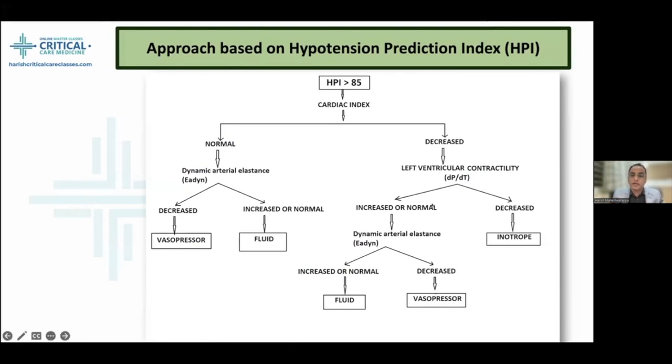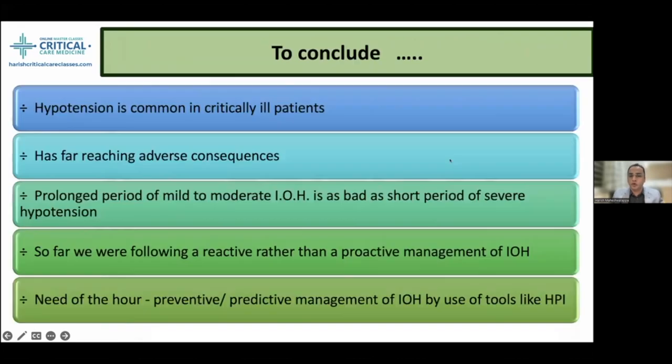If it is increased or normal, then see the value which helps in getting an idea whether we need to start vasopressor or not, that is dynamic arterial elastance. If it is low, with the background of high HPI, with the background of low cardiac index, then we need to maintain the perfusion pressure by constricting the vessels by giving norepinephrine. But if it is increased, still we can consider volume to increase the cardiac index. Patient might be probably volume responsive.